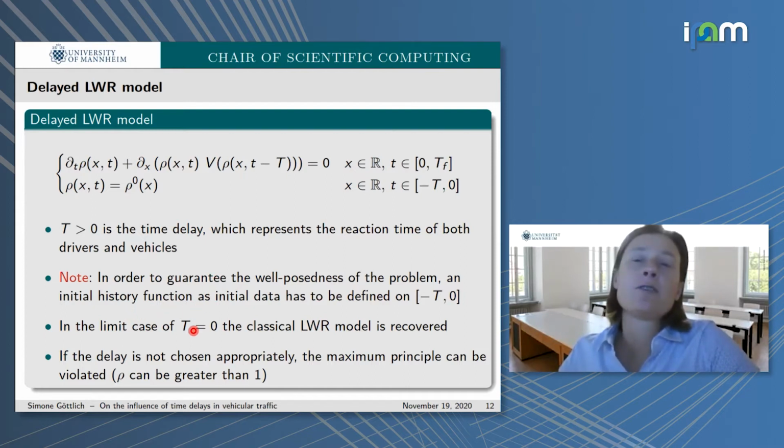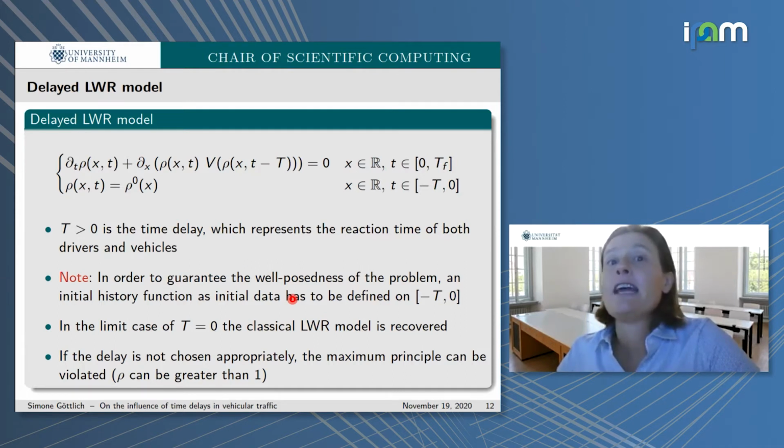And as I told you, in the limit case of T equals 0, we can recover the classical LWR model. And one further note is that if the delay is not chosen appropriately, the maximum principle can be violated, meaning that rho can be greater than 1, for example, or rho max in general.